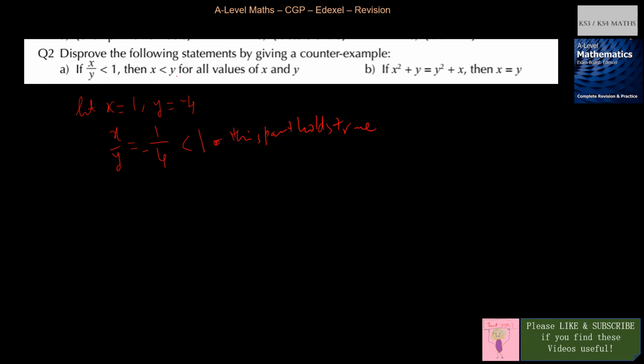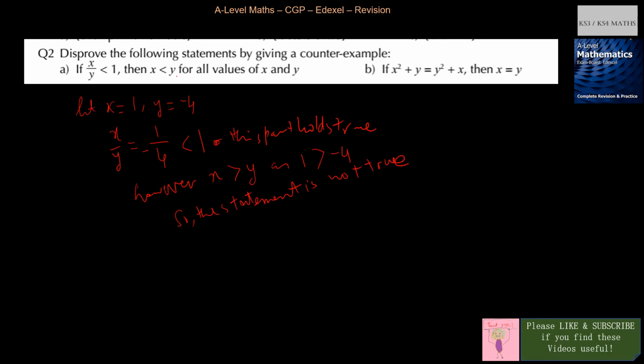So x over y is less than 1, right? However, you see that x is not less than y. x is greater than y, as 1 is greater than minus 4. So the statement does not hold true. The statement is not true.